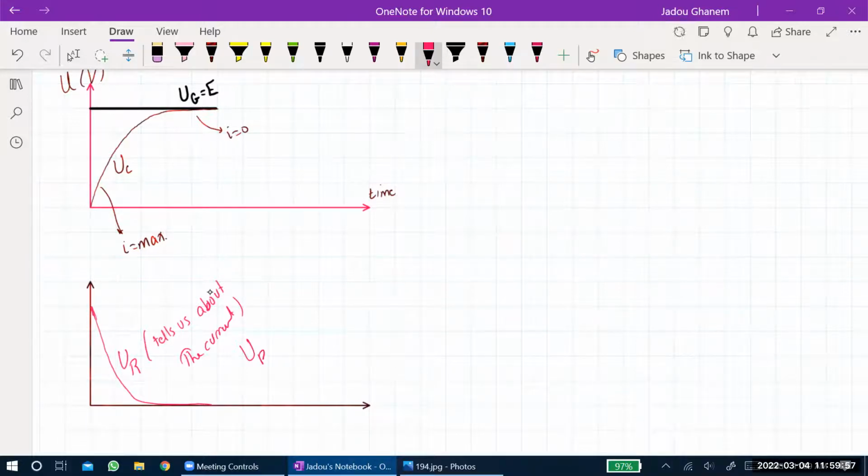Since UR equals I times R, and R is constant, this one will be related to that one. So the voltage of the resistor tells you about the current in the circuit. So as the voltage in the first graph increases to reach its maximum, the current will start decreasing to reach its minimum till it reaches zero value. And also this one is time.